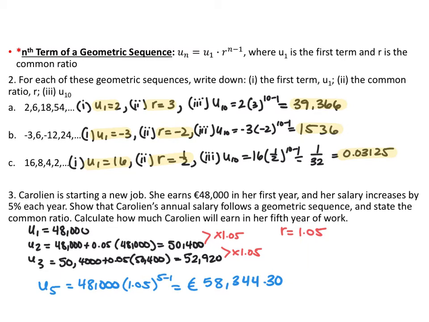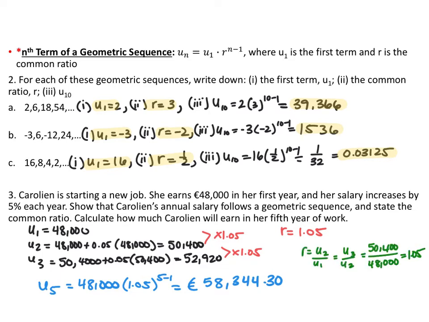Then to calculate how much money she's going to be making in her 5th year, I just plugged it into the general formula for a geometric sequence. So 48,000 times 1.05 to the 5 minus 1. Her 5th year salary is going to be $58,344.30.